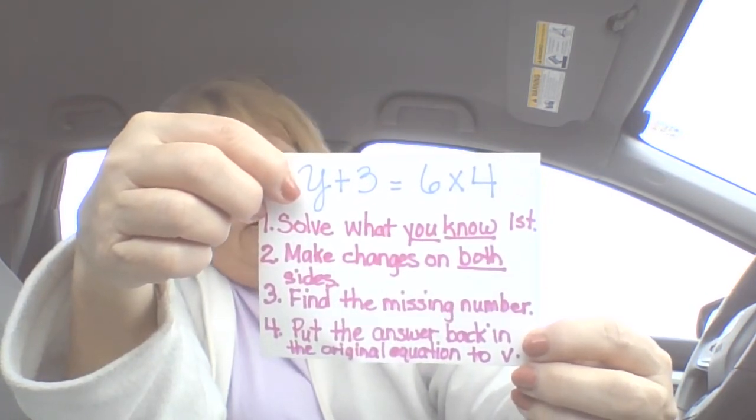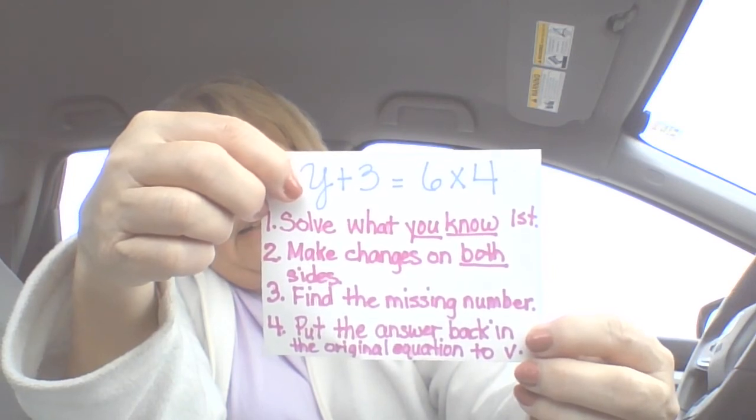So was my equation correct? Yes, it was. Equations are not hard. Just remember, do what you know first. When you make changes, you have to make it to both sides. It doesn't matter which side you have to change, but you have to make that same change on both sides.